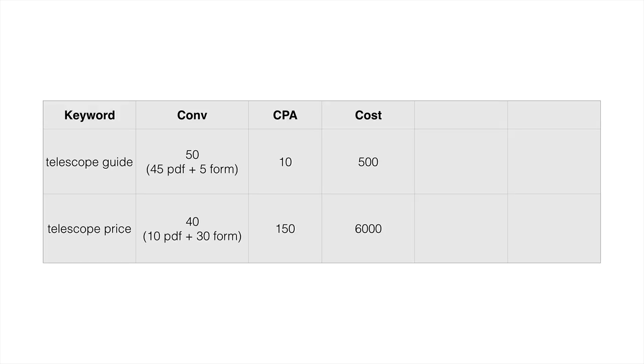So let's just say you don't even do that, and you've got 50 conversions with a CPA of $10. You've spent $500 on the top keyword, and you spent $6,000 on the bottom keyword to get 40 conversions, giving you a CPA of 150. Which is the better keyword? Well, you don't yet know. And until you factor in value, you don't know.